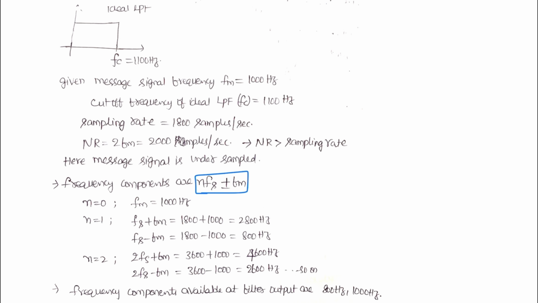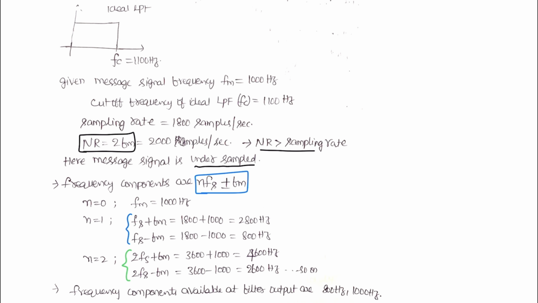Next, the cutoff frequency of the ideal low pass filter is 1100 Hz, and the sampling rate is 1800 samples per second. The formula for Nyquist rate is 2 Fm, that is 2000 samples per second. This Nyquist rate is greater than the given sampling rate. Therefore, the message signal is undersampled. Now, frequency components for n equal to 1 are Fs plus Fm and Fs minus Fm, that is 2800 Hz and 800 Hz. For n equal to 2, 2Fs plus Fm and 2Fs minus Fm, that is 4600 and 2600, and so on.